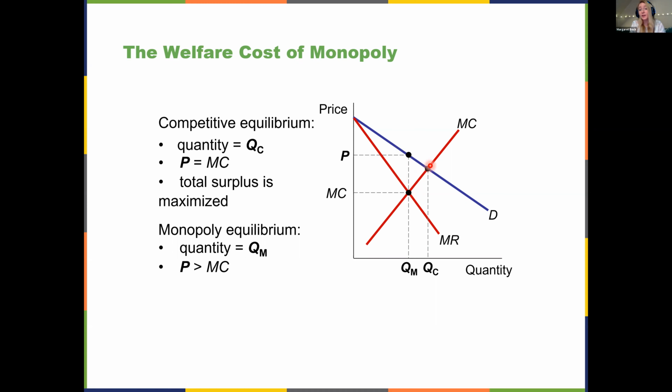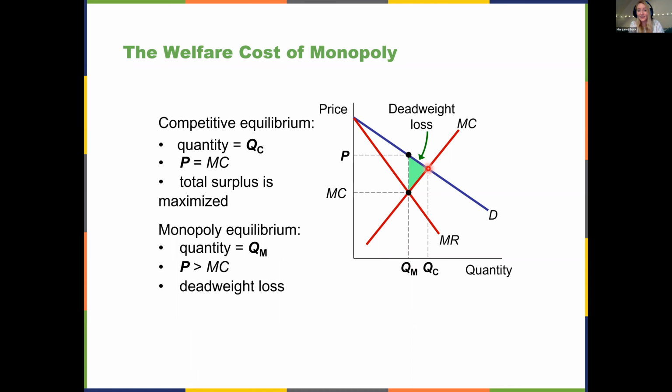So again, comparing perfect competition to monopoly, we see that a perfectly competitive market produces more and charges a lower price compared to a monopolist who produces less and charges more for that. We can represent this deadweight loss to society as this little triangle here.